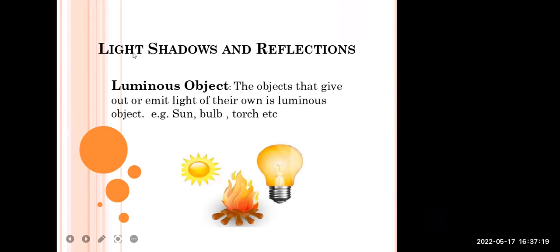For light, shadows and reflection, first of all, we are going to see the source, that is the luminous object, the object that gives out or emits light on its own. We call it a luminous object. That means the sun, which gives us energy and light. Bulb or torch are examples of luminous objects.